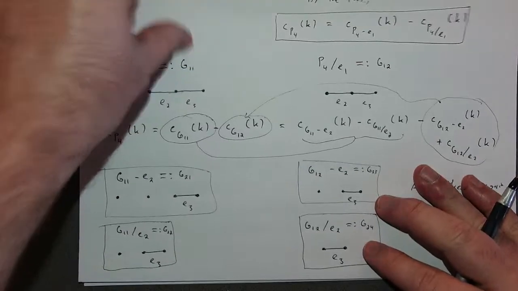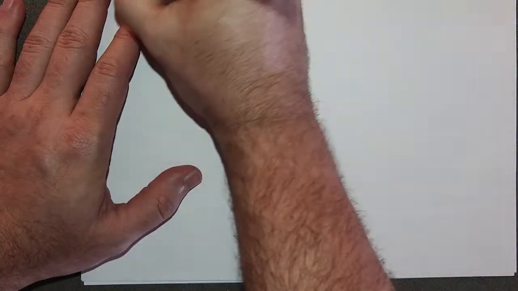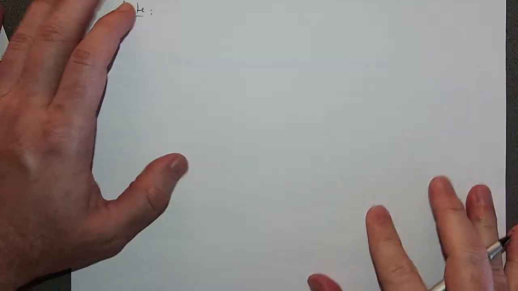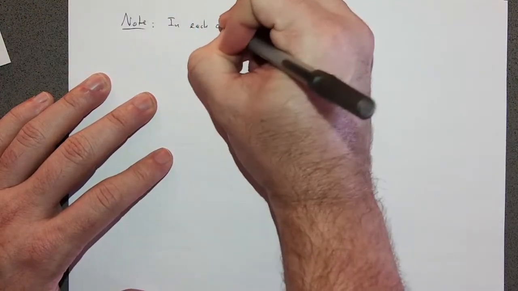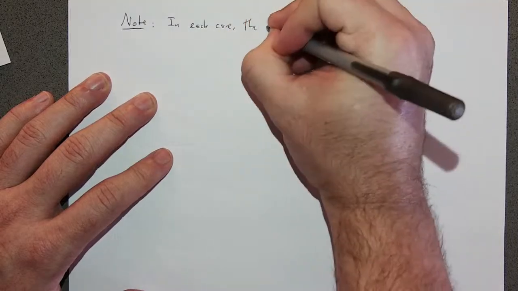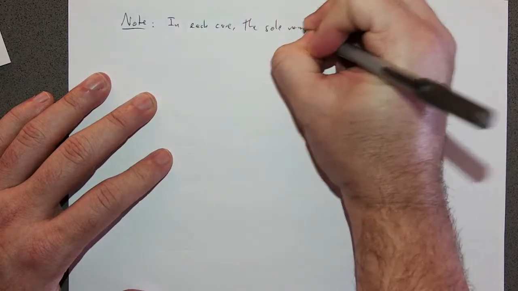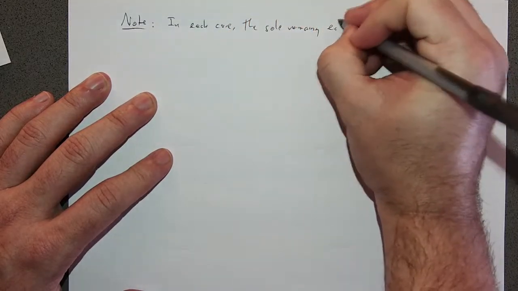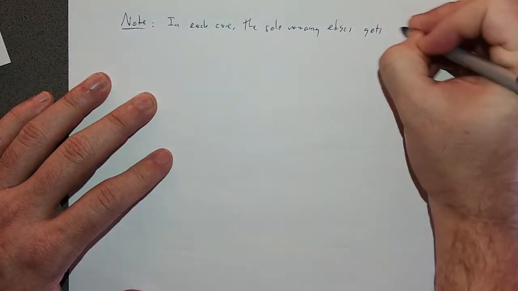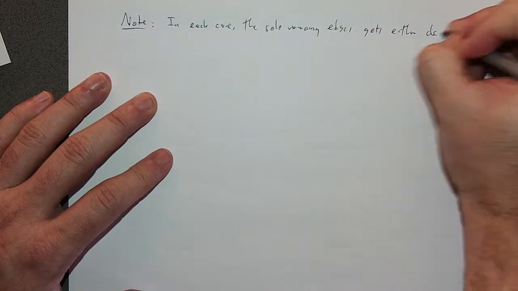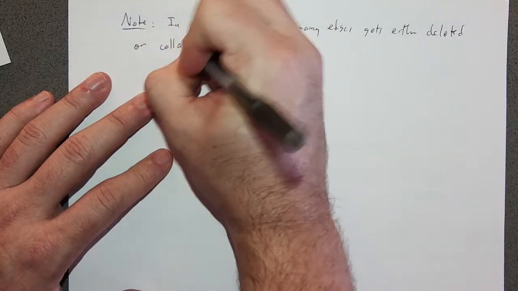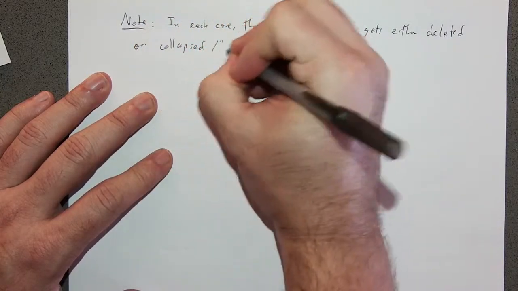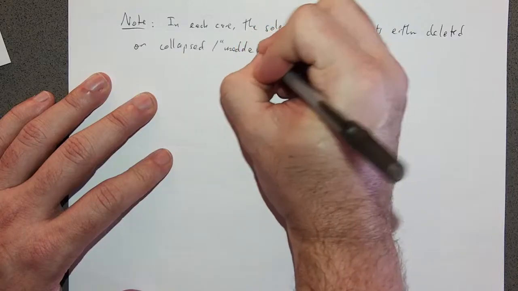So note, I'm going to bring this sheet back. Note, in each case, the sole remaining edge gets either deleted or collapsed, which we've been calling modding out.